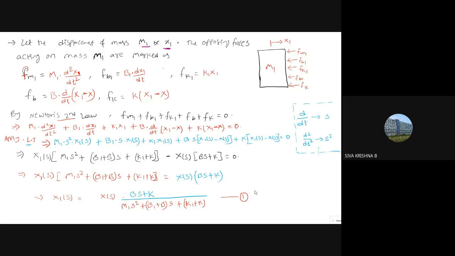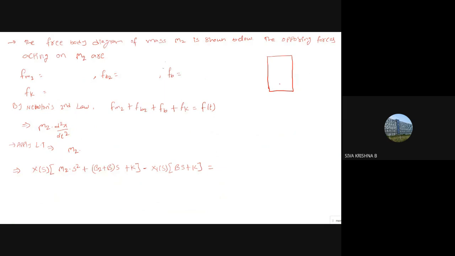Completed? Yes, sir. Next, similarly write for m2, that is mass 2. Here the displacement is x. And here one force is outward, that is f of t. See the symbol and direction of that one. And Fm2 and Fb2, next Fb dash part common to m1 and m2, and last but not least, the spring k. Note all these things.